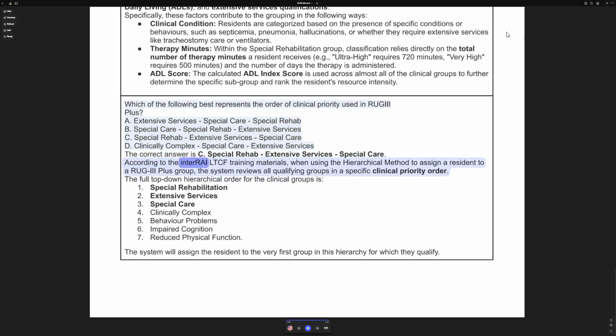According to the Inter-RAI-LTCF training materials, when using the hierarchical method to assign a resident to a RUG 3+ group, the system reviews all qualifying groups in a specific clinical priority order. The full top-down hierarchical order for the clinical groups is: 1. Special rehabilitation, 2. Extensive services, 3. Special care, 4. Clinically complex, 5. Behavior problems, 6. Impaired cognition, 7. Reduced physical function.